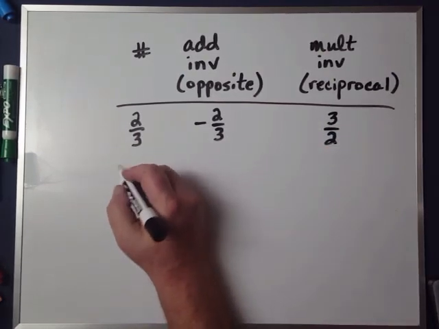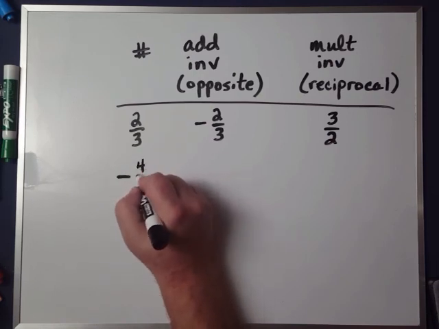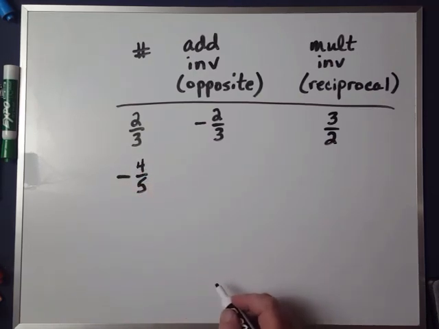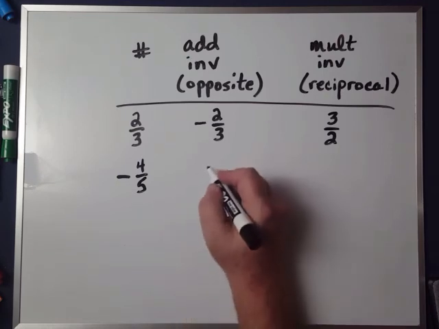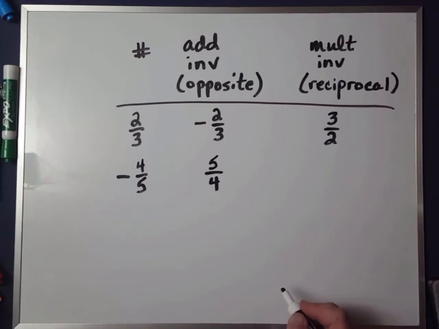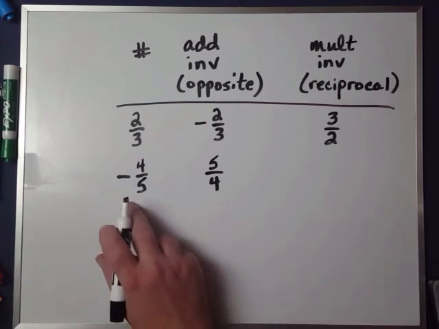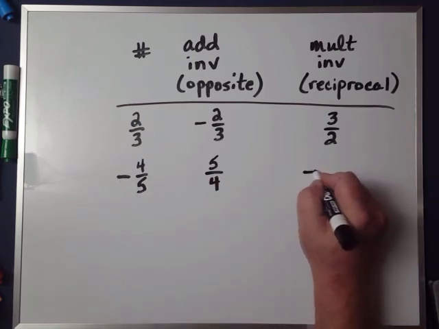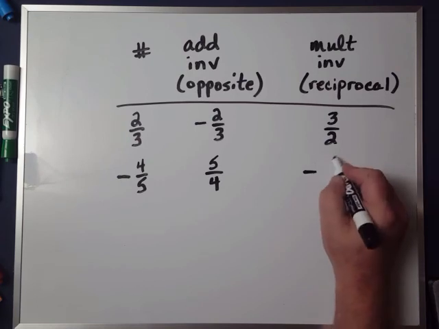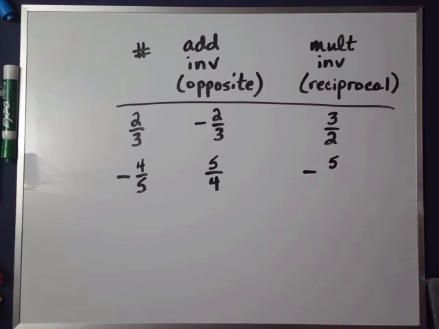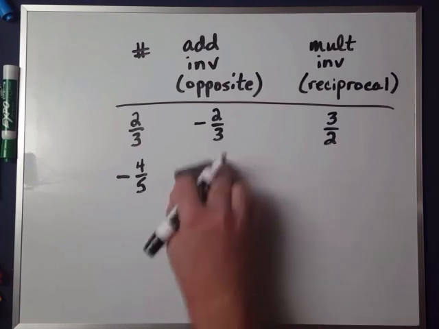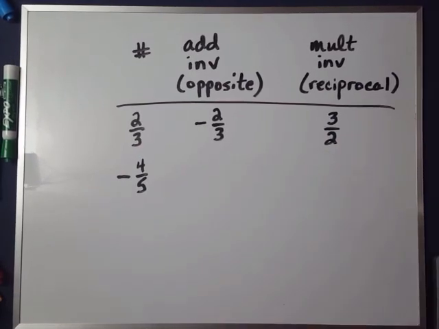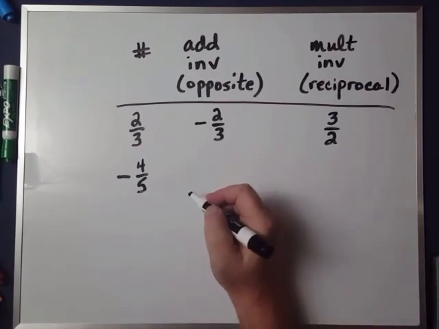If I have the number negative 4/5, its additive inverse, change the sign, is going to be positive 5/4. Its multiplicative inverse or reciprocal, I take the original number and just flip it over. It does not change the sign, would remain the same. Did that completely backwards. Let's try that again.